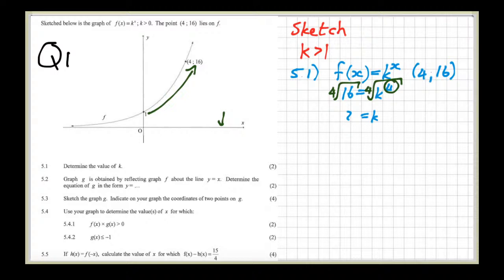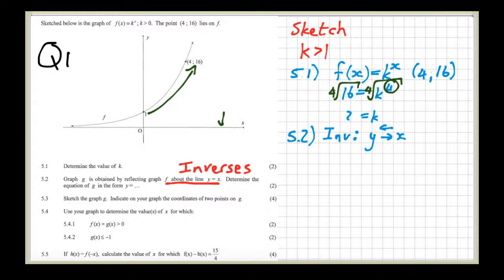Now, when I look at question 5.2, it reads, graph g is obtained by reflecting the graph f about the line y equal to x. The moment I read that about the line y equal to x, my thoughts automatically go towards inverses. So, what do I do with inverses? That's the big question. Well, with inverses, we've got to remember from the theory that y becomes x, as well as x becomes y. So they do a big swap.